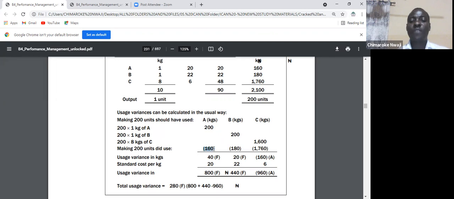And so is that favorable or adverse? You planned for 200 and you used less than that. So the difference is 40 kilograms, favorable. That's fine. Then when you look at the costs, the standard cost for 1 kilogram is 20 naira. You multiply that by 40, it gives you 800 naira favorable. So you have done that for material A.